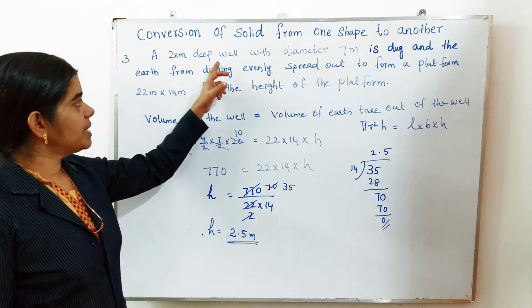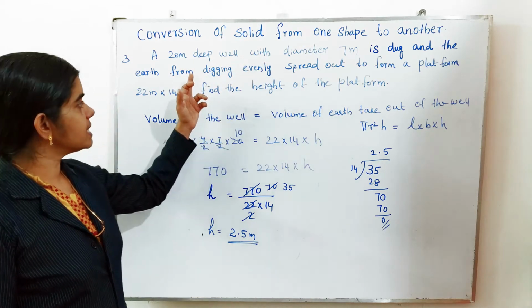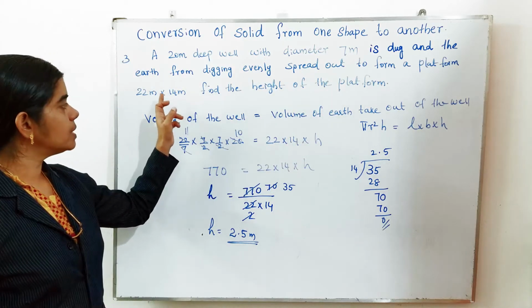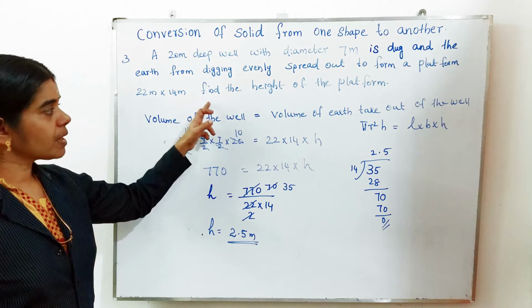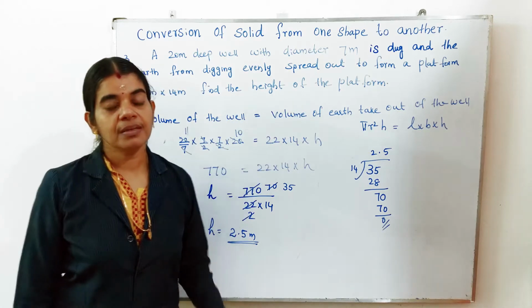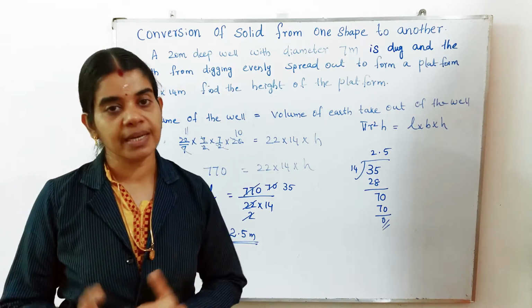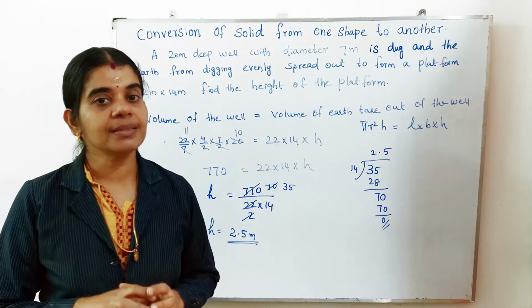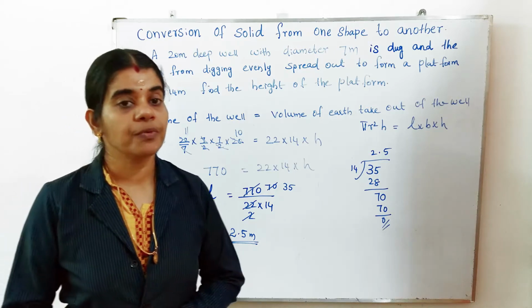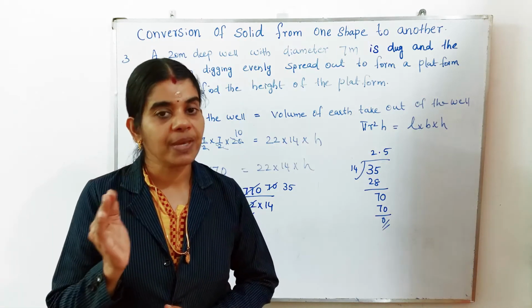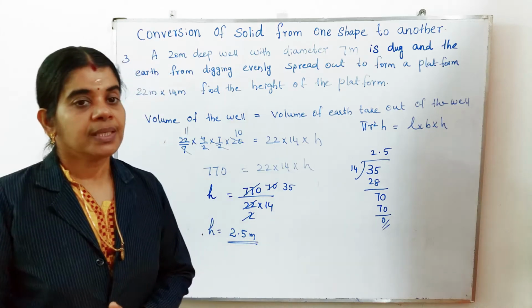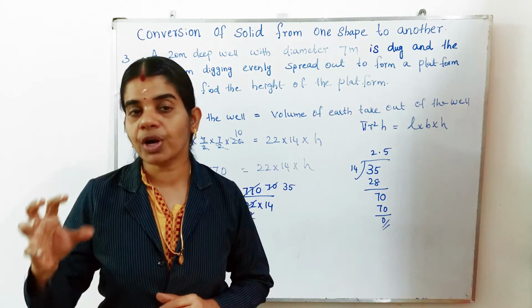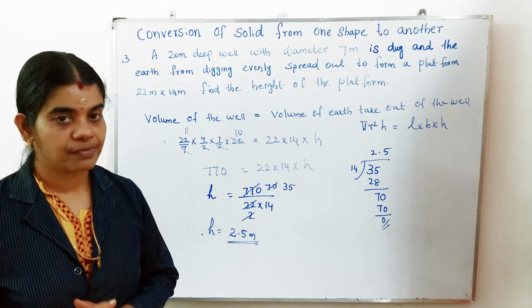Next question. A 20 meter deep well with a diameter of 7 meter is dug and the earth from digging is evenly spread out to form a platform 22 meter by 14 meter. Find the height of the platform. Then you know that the well is in the shape of a cylinder. The earth taken from digging the well we are keeping in the form of a platform. Platform means it will be in the shape of a cuboid. Then what is the relation? The volume of the well will be equal to the volume of the earth taken out of that well.